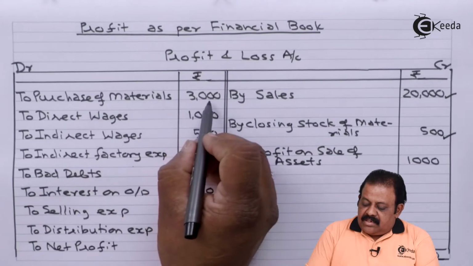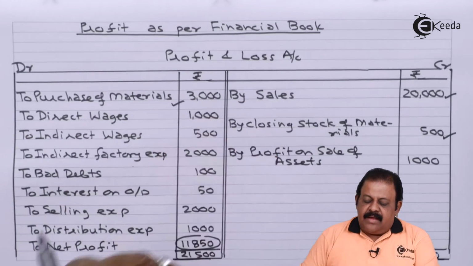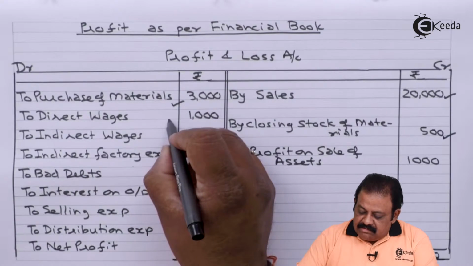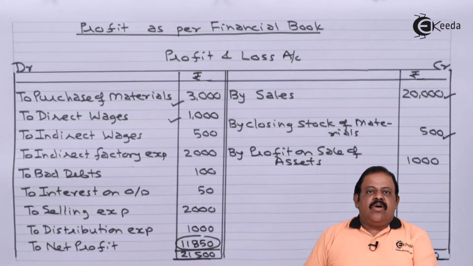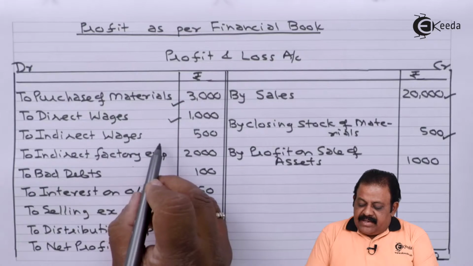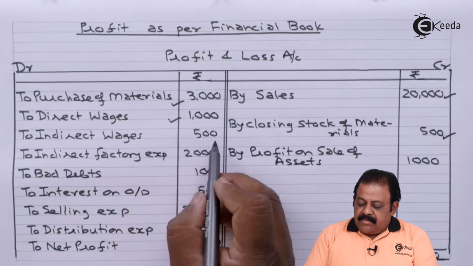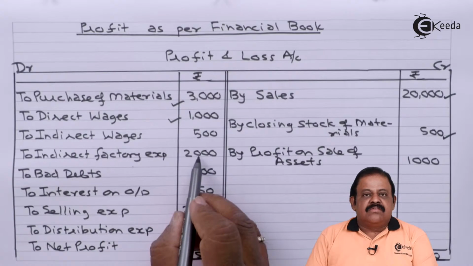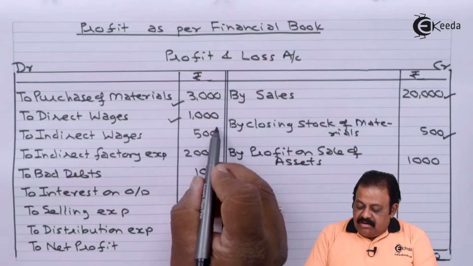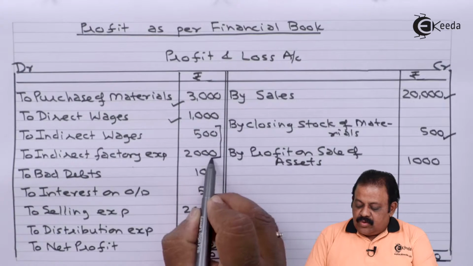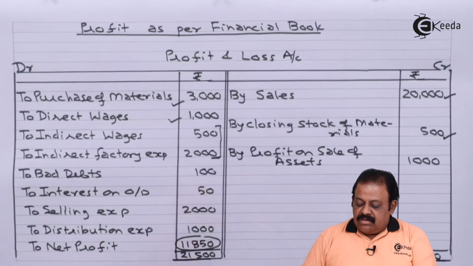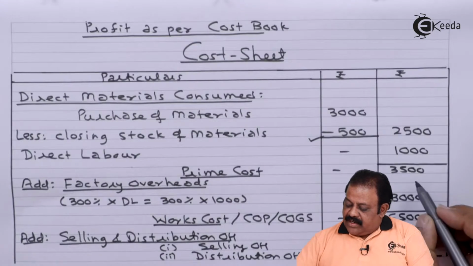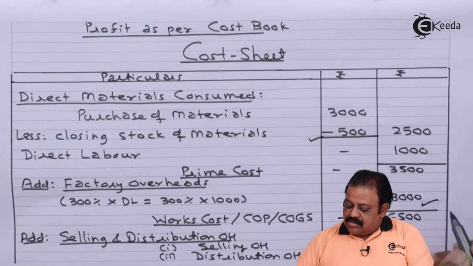Purchase of material 3000. It is same as per cost book. Direct wages, it is same as per cost book. Indirect wages is a factory overheads. It is 500 and indirect factory expenses 2000. So as per financial book, factory overheads are total 500 plus 2000, 2500. In cost sheet, factory overheads are rupees 3000.